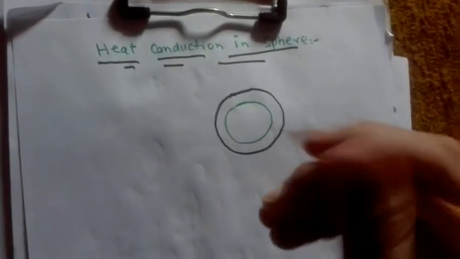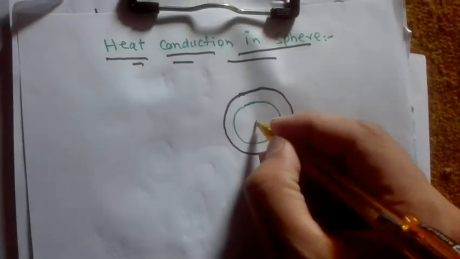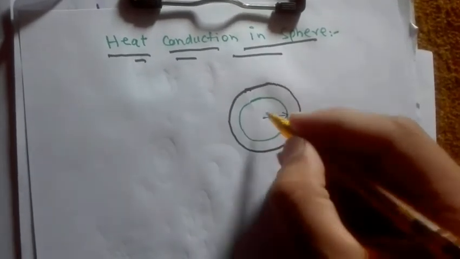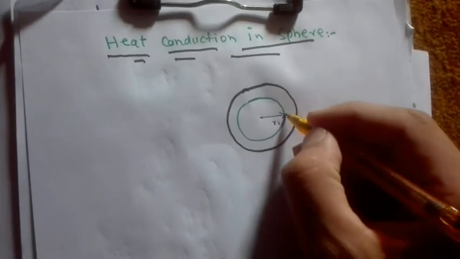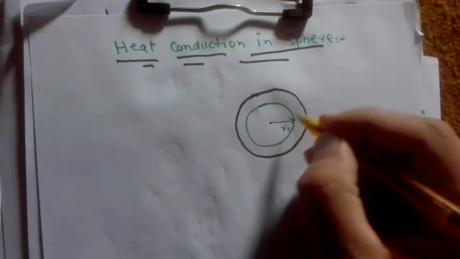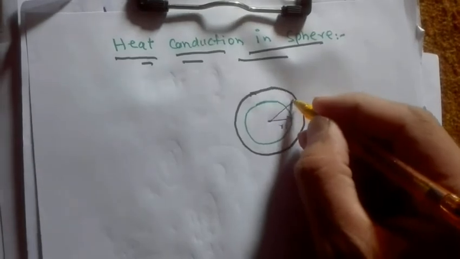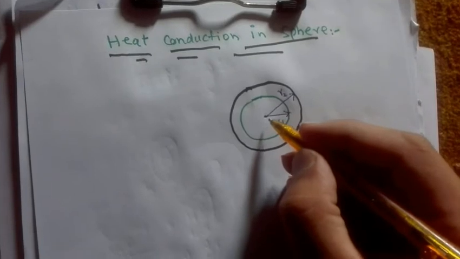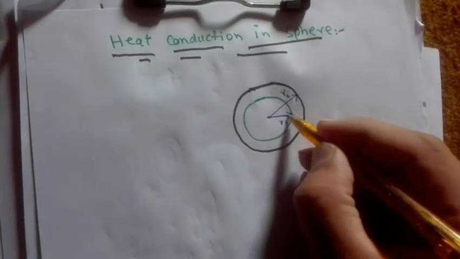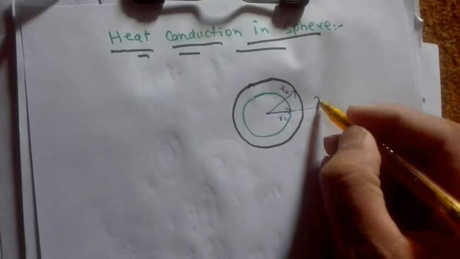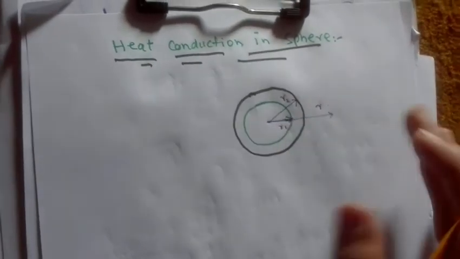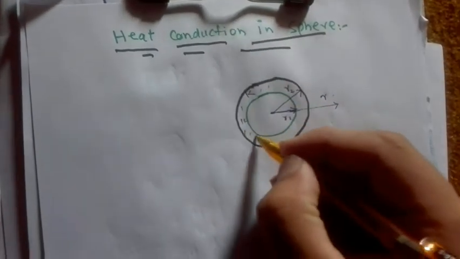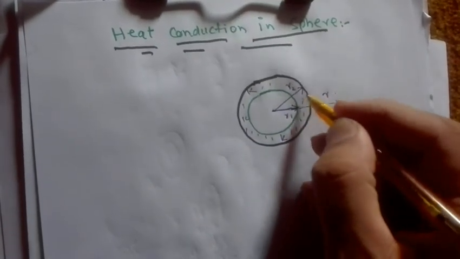Suppose this is the sphere and this is the center of the sphere. This is R1, the inside of the sphere, the spherical section, and R2 is the outer radius of the sphere, and this is the radial direction. Suppose this is the thermal conductivity of the sphere. Thermal conductivity is a constant.